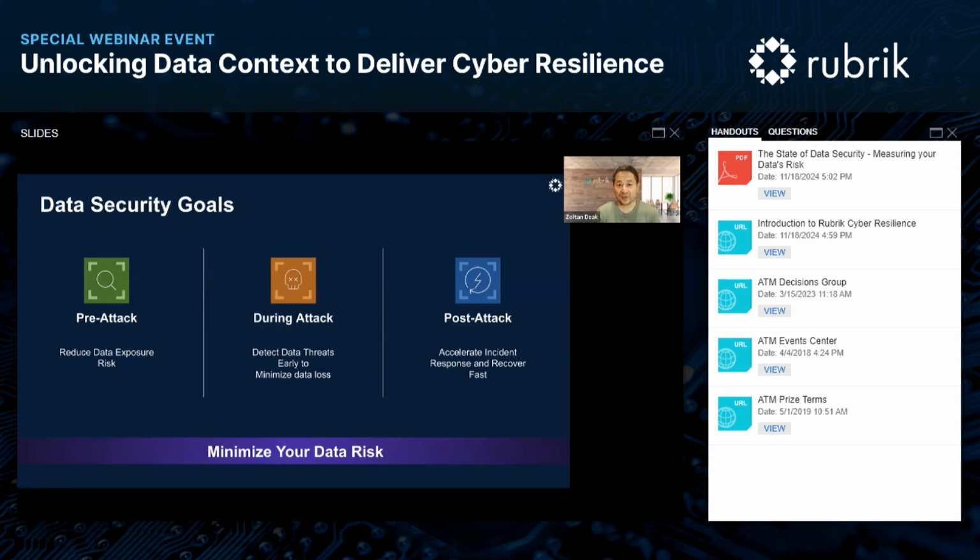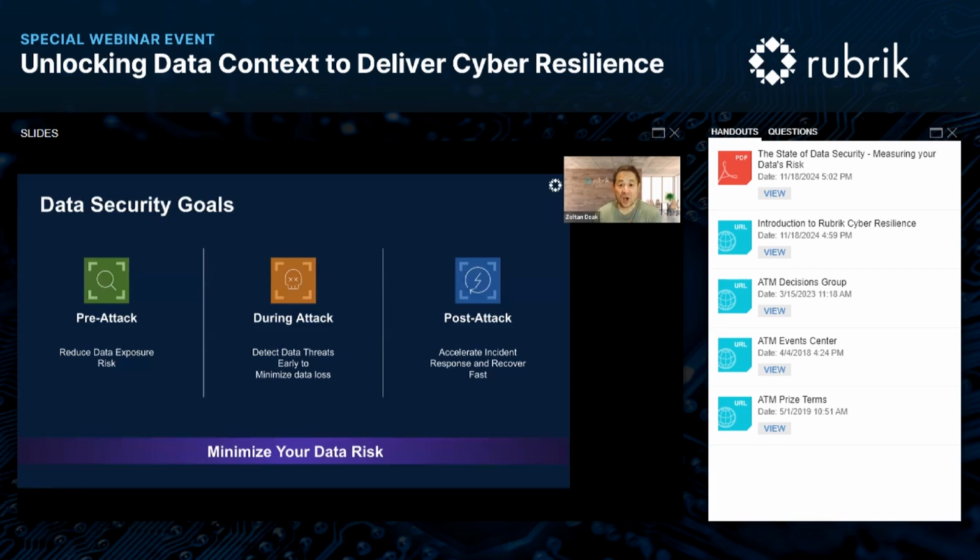So before an attack, there are things you can do to reduce your overall level of data exposure. That includes things like right-sizing who has access to data, so implementing least privileged access, removing redundant, obsolete, or trivial data, and of course, ensuring you're backing up everything that matters into an immutable backup. The less you have exposed, the less damaging if you're breached, right?